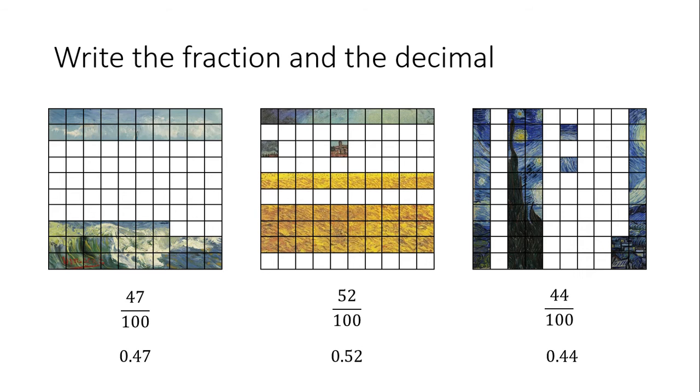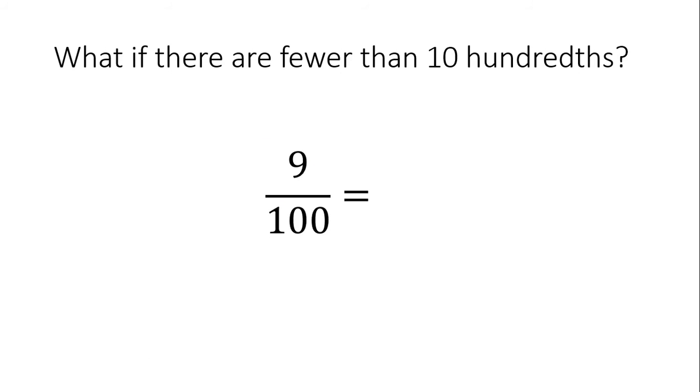Now all of the ones that I've shown you so far, there are more than 10 squares that you can see. But what if I show you fewer than 10 hundredths in a picture? How would you write that as a decimal? Here's my example, 9/100ths. How would you write 9/100ths? Would you write it like that? There's something wrong with that. It looks wrong. Why is that wrong?